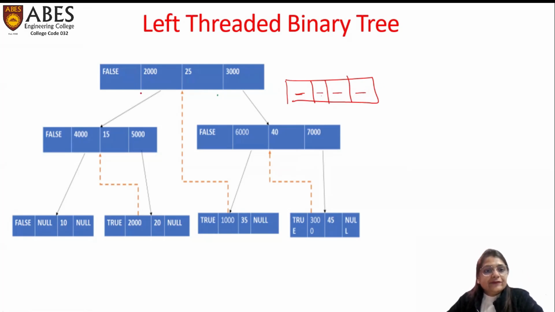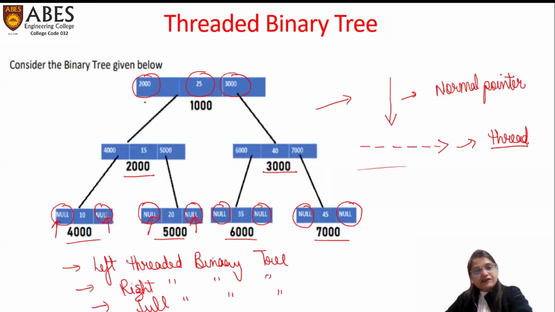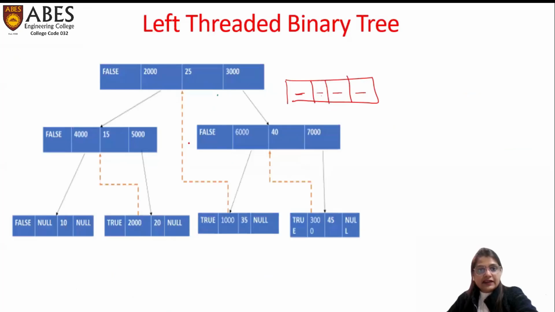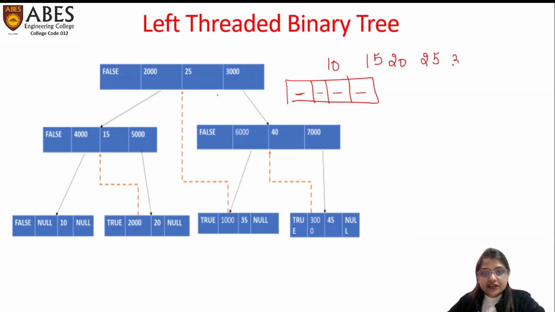First of all, in the previous example, we have to traverse this tree and find its in-order traversal. We can do the in-order traversal of this tree in my next slide as well. The in-order traversal of this tree will be, I'll write it down here, 10, 15, 20, 25, 35, 40, and 45.